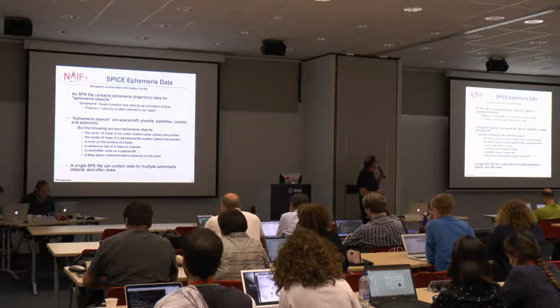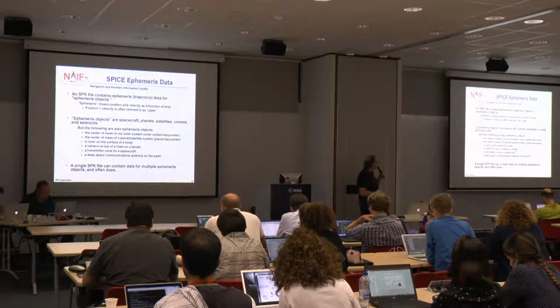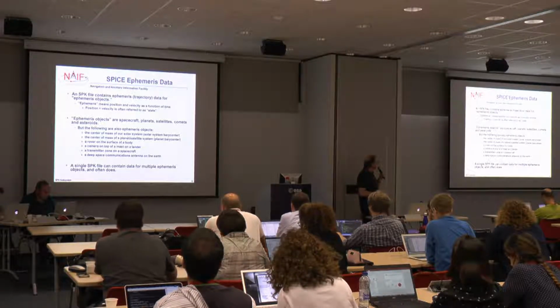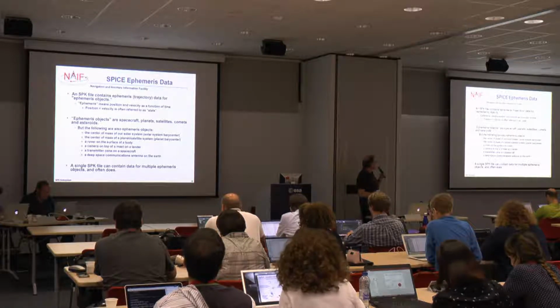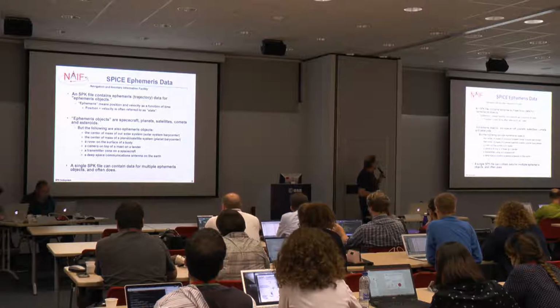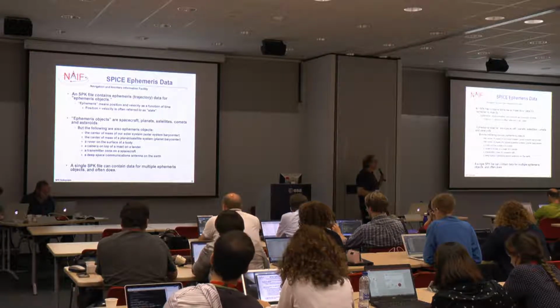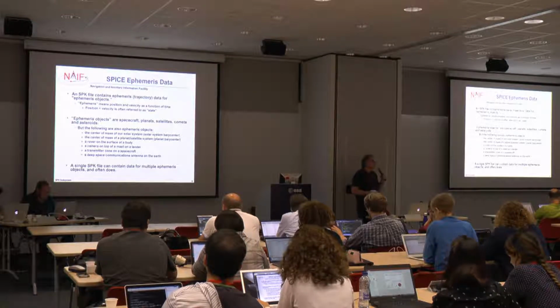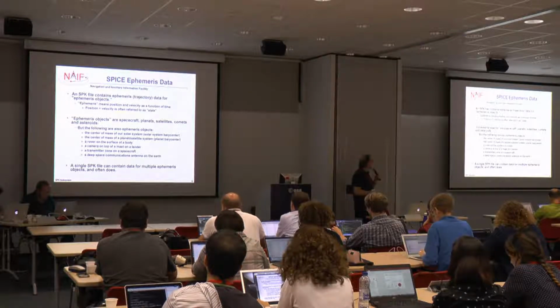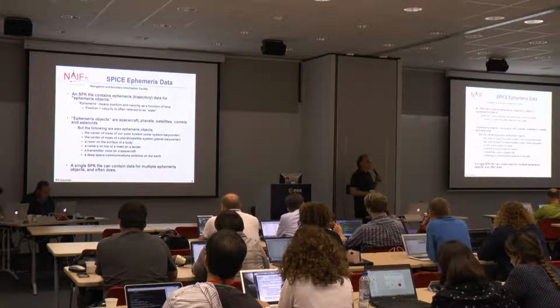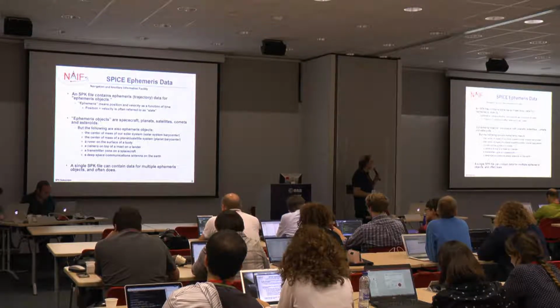Ephemeris objects can be spacecraft, planets, satellites, comets, and asteroids, but also can include center of mass of the solar system, center of mass of the planet-satellite system, rover on the surface of a body, camera on top of the mast on the lander, transmitter cone on a spacecraft, deep space communications antenna on the Earth, and in addition, components of artificial objects. So really, anything that you can represent a trajectory for can be an ephemeris object. Now, a single SPK file can contain data for multiple ephemeris objects, and it often does.